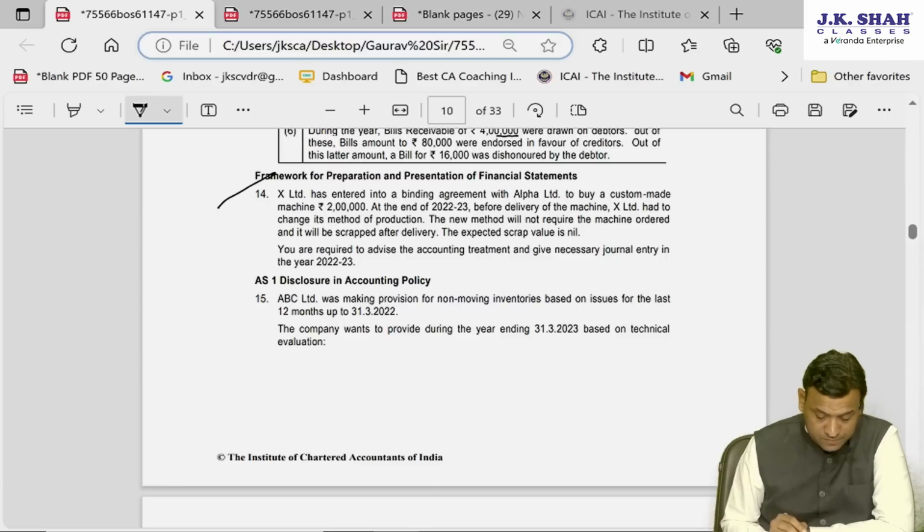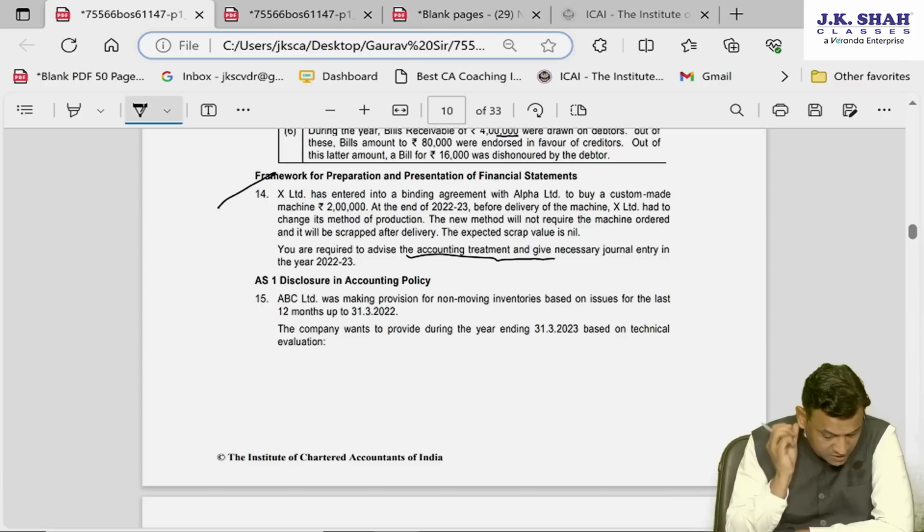Framework related question. X Limited has entered into a binding agreement with Alpha to buy a custom-made machine, 2 lakhs, at the end of 22-23. Before delivery of the machine, X had to change its method of production. The new method will not require the machine as it will be scrapped after delivery. The expected scrap value is nil. You are required to advise accounting treatment and give the necessary journal entry.